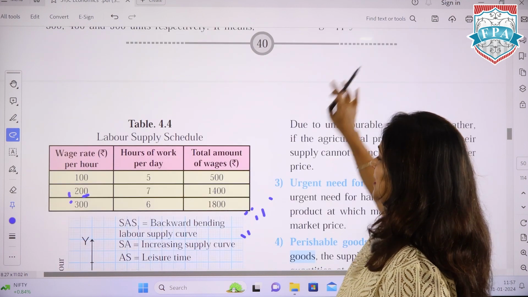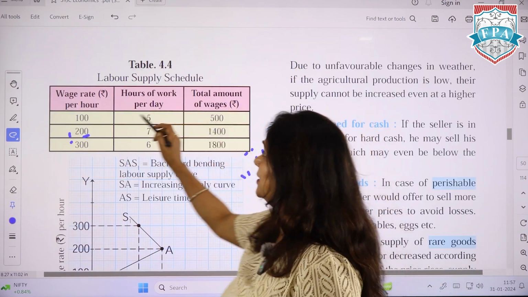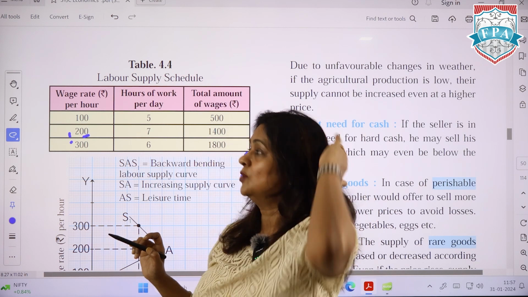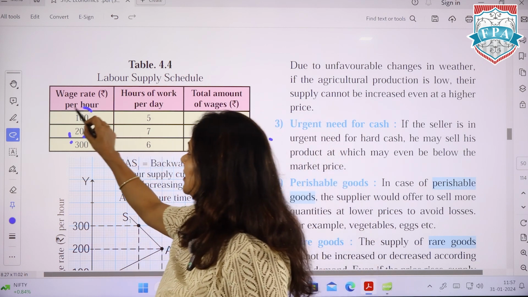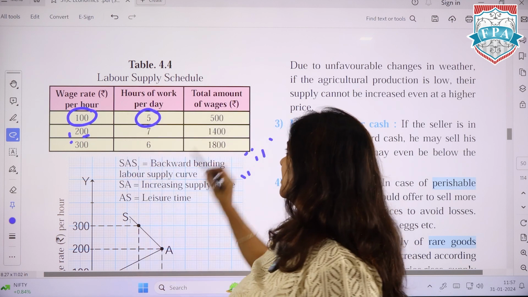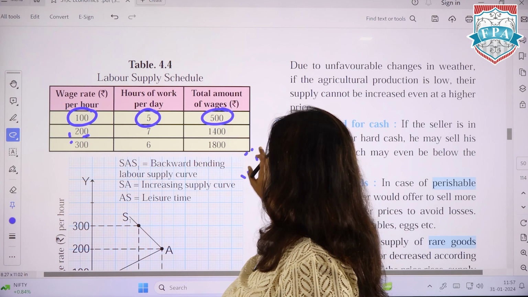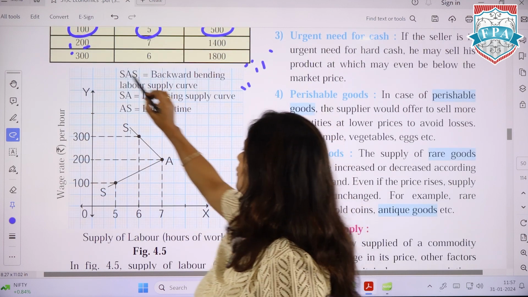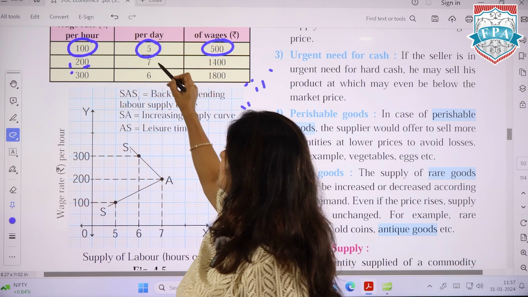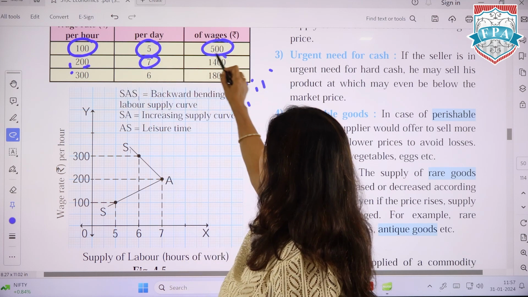Then they are making a schedule. Can you look at it? Guys, कोई भी ग्राफ बिना schedule के नहीं बनता, दिमाग में बिठा लो. Now look at it. At 100 rupees, कितना घंटे लेबर काम करता है? 5 घंटे काम करता है. उसको वेजेस कितनी मिलती है? 500. At 200 rupees per hour, वो 7 घंटे काम करने के लिए तैयार है, 1400.